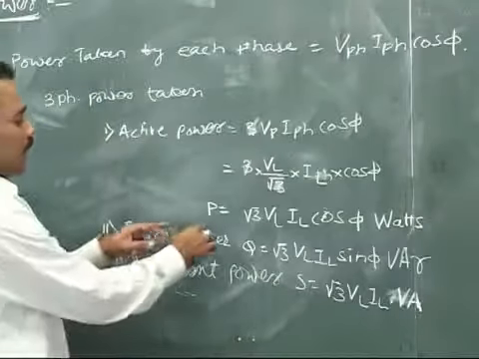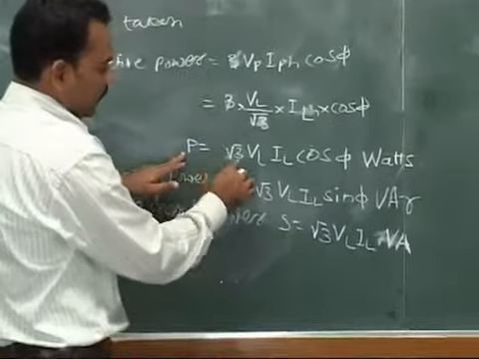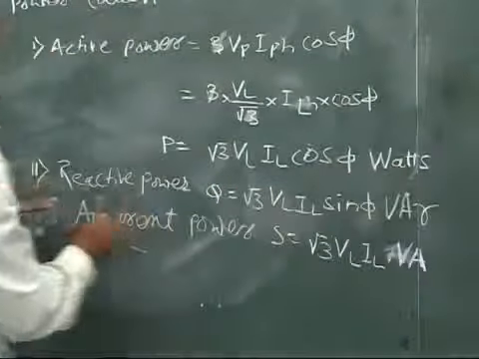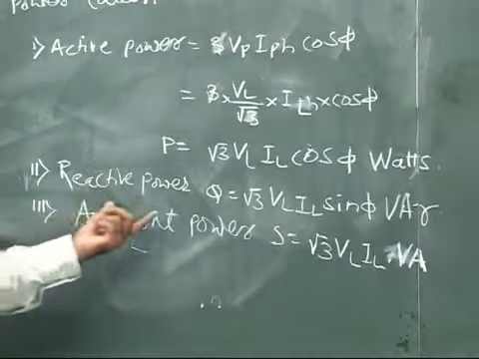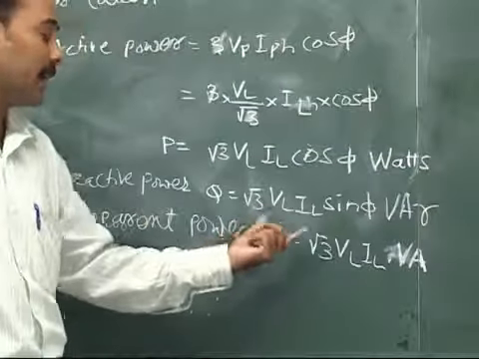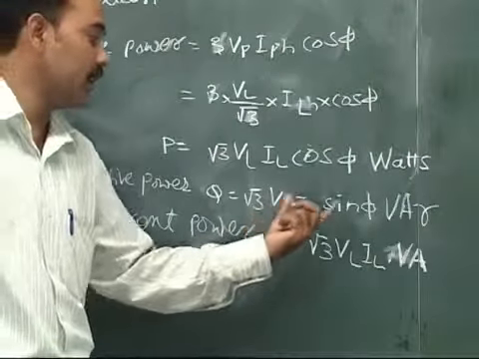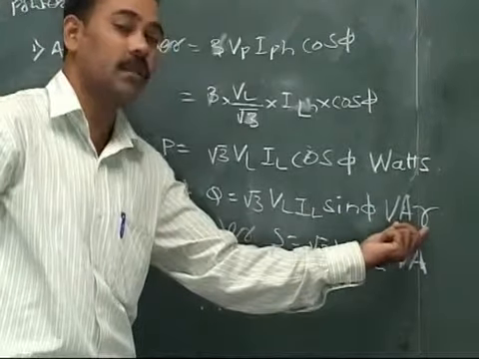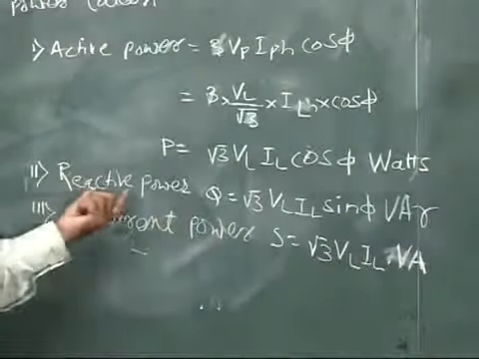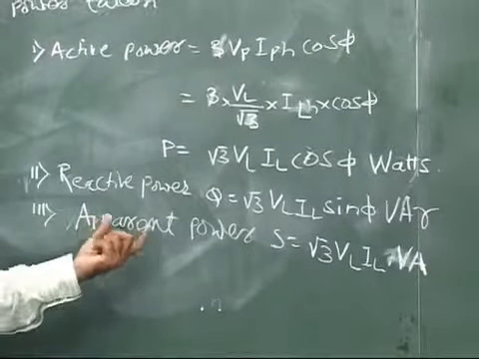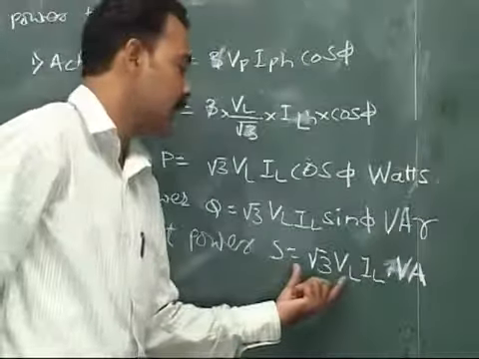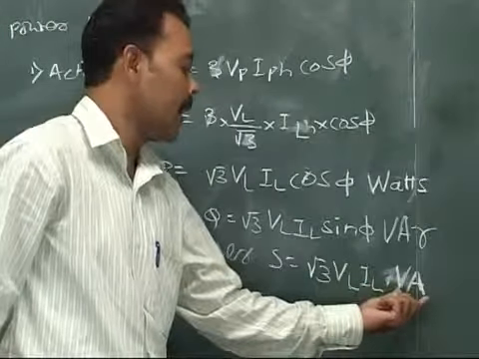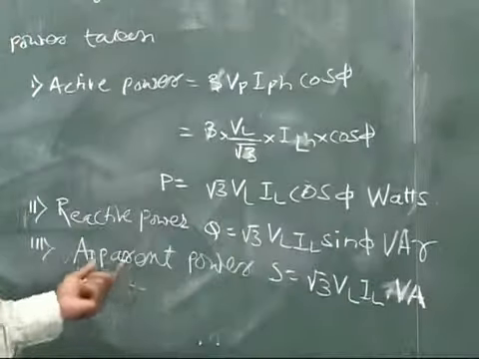So here the total active power drawn by the load is given by root 3 VL IL cos phi watts, whereas the reactive power drawn by this three-phase star-connected balanced load will be given by root 3 VL IL sin phi VAR. VAR is nothing but reactive volt ampere, the unit of reactive power, whereas the apparent power will be given as S is equal to root 3 into VL into IL, and volt ampere is the unit of this apparent power.